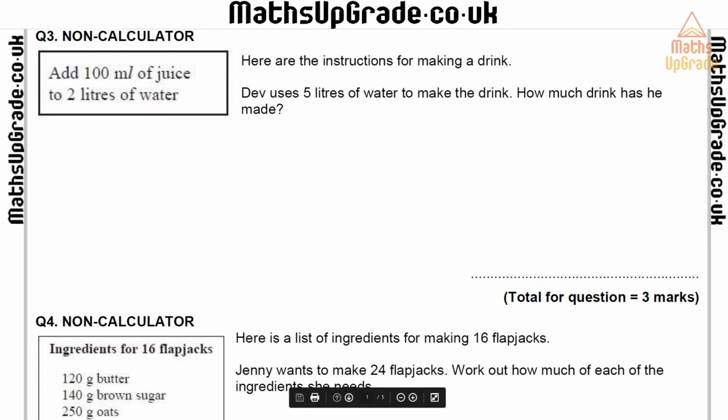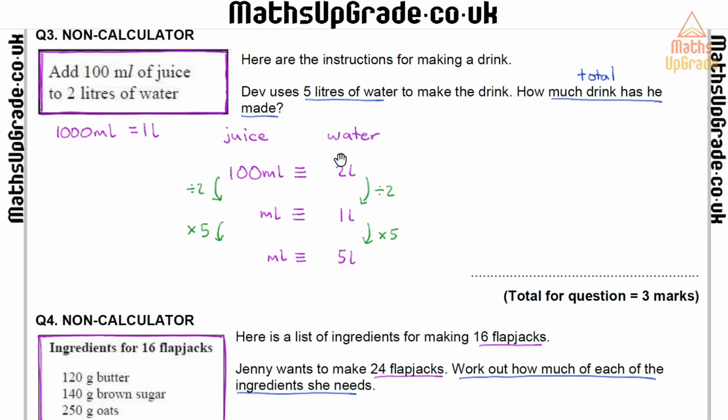In question 3, we're given some instructions for making a drink, and we're asked to find how much drink someone's made, given the fact that they use 5 litres of water. So in this question, we're just going to remind ourselves that 1000 millilitres is equal to 1 litre. And we're going to set up the question with the information given like this. So 100 millilitres is equivalent to 2 litres of water. That's what you'd mix it with.